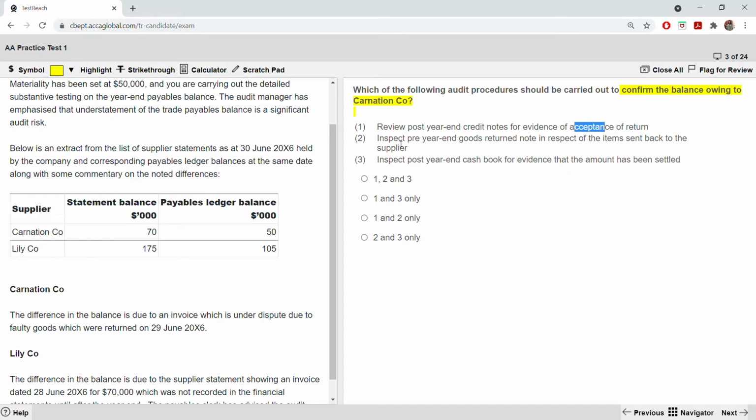Number two, inspect the pre-year end goods return notes in respect of the items sent back to the supplier. Do we need it? You have to see each statement, each statement has to match. Inspect the pre-year end goods return note in respect of the items sent back to the supplier. Yes, you need to do this too. And inspect the post-year end cash book for evidence that the amount has been settled. No, 3 is not needed here. You only want to confirm the balance owing. You don't want to know how much is settled or not. So it is 1 and 2 only.